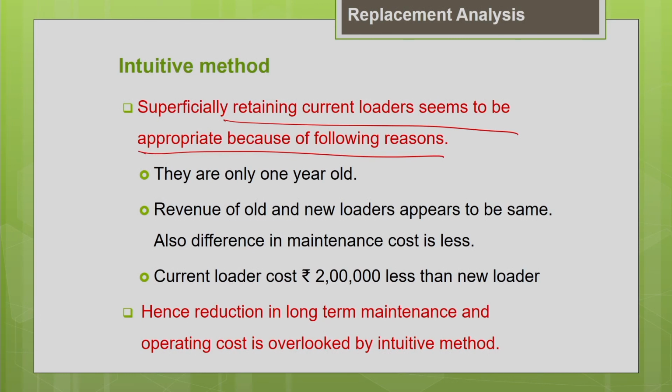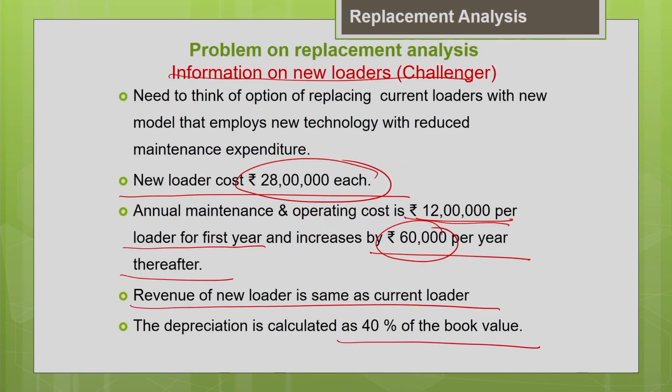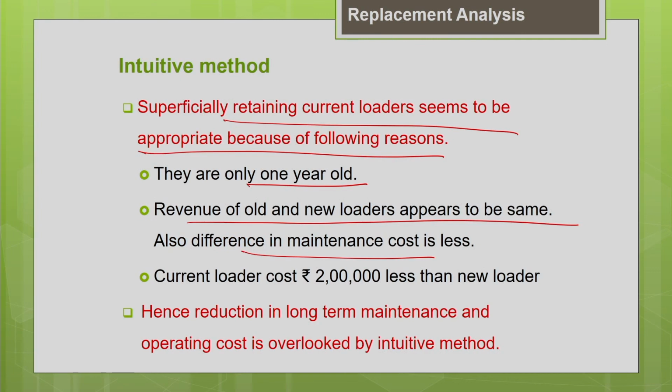The current loaders are just 1 year old, and the revenue of the old and the proposed loaders is the same, as given in the problem. Also, we can see that the difference in maintenance cost is less. Here maybe we are making some error because we are not looking into the long run. There is a saving of 20,000 per year in the maintenance and operating cost when you go for the new loader. Since we did not work out the in-depth economics, we may feel that holding the current loader is the best option because there is not much difference in the maintenance cost, but it is not so.